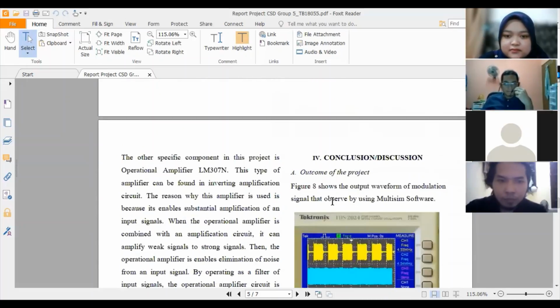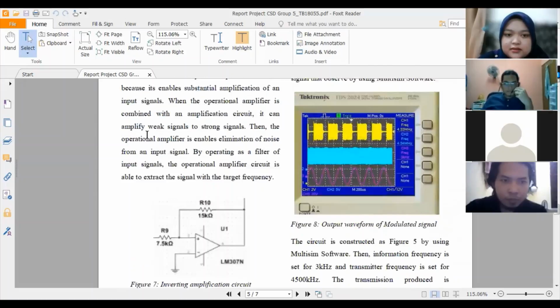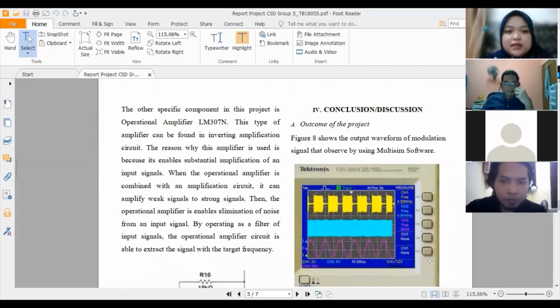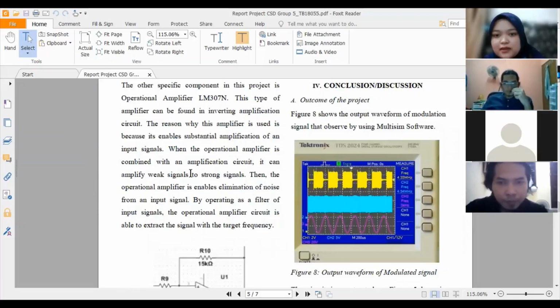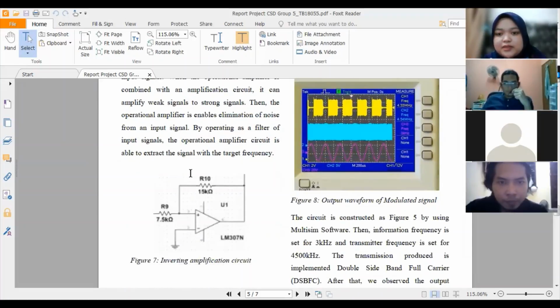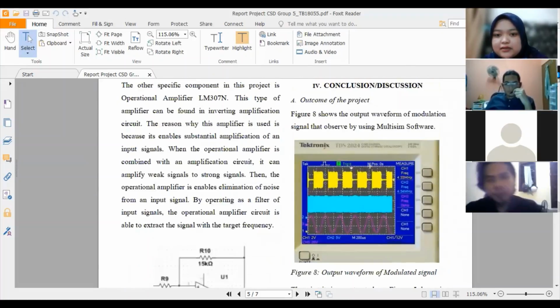Next, the other specific component in this project is the operational amplifier LM307N. This type of amplifier can be found in an inverting amplification circuit. The reason for using this amplifier is that it enables substantial amplification of input signals. So I will pass to Iman Hidayat for the conclusion.